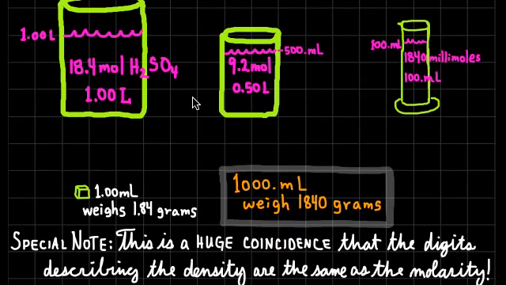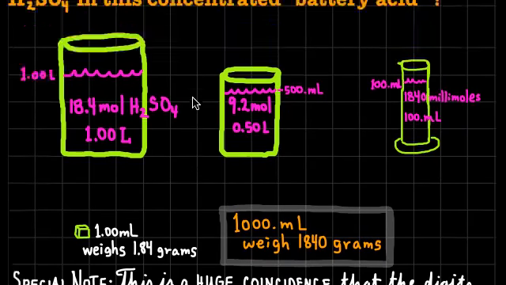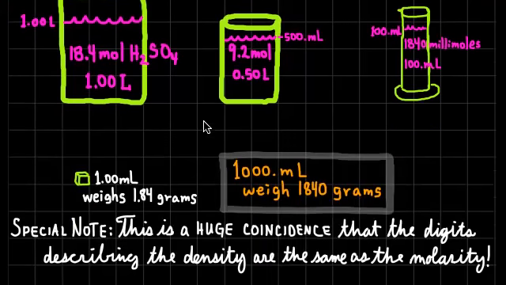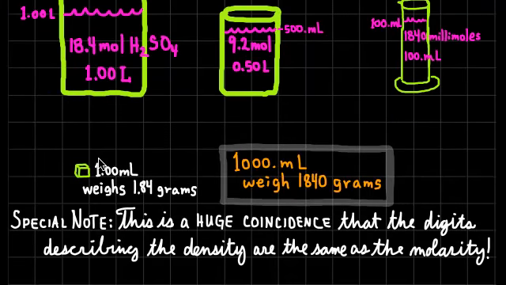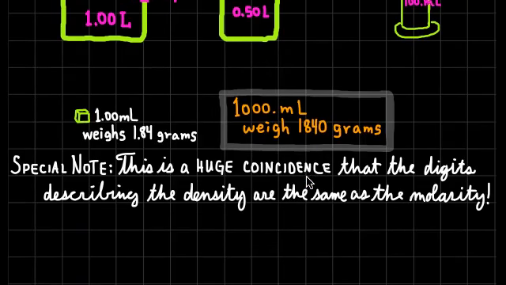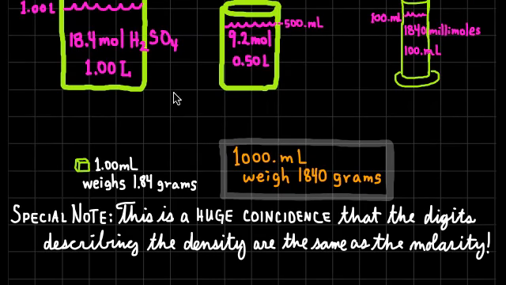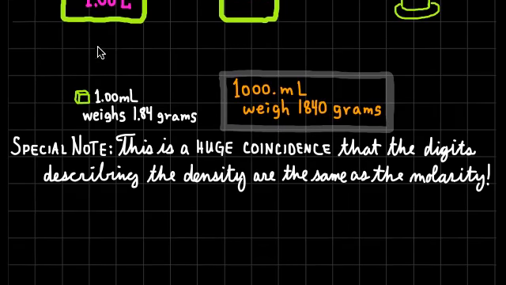1 milliliter. The reason why they told me that the density was 1.84 will become obvious in a minute, but I might just think about what that means. That means 1 milliliter of concentrated sulfuric acid has a mass of 1.84 grams, or 1 full liter, like this whole liter, would weigh 1,840 grams. And I was just making a note again, it's a weird coincidence that the density has the same numerical digits as the molarity, which is no connection.